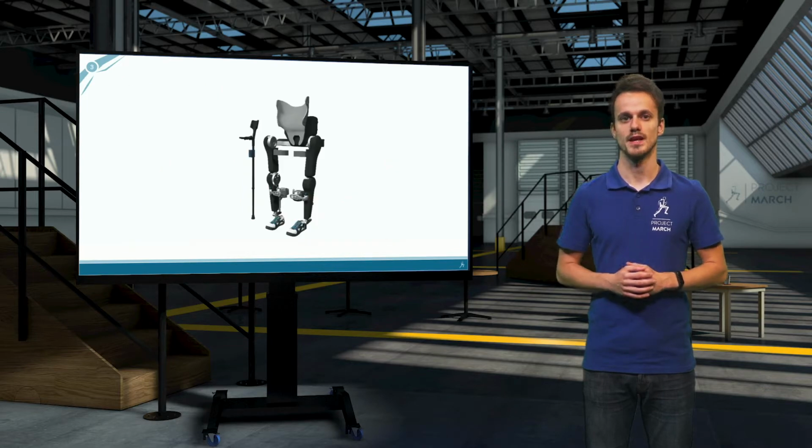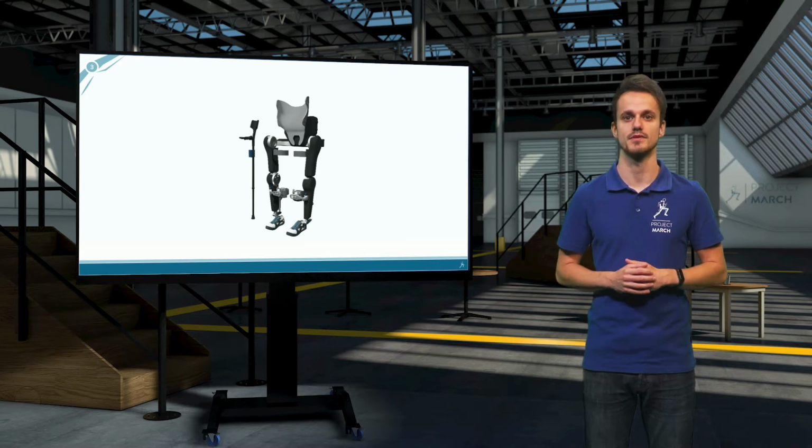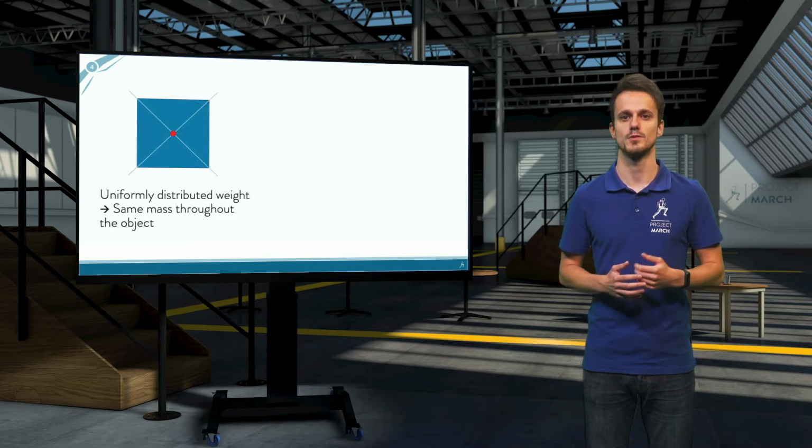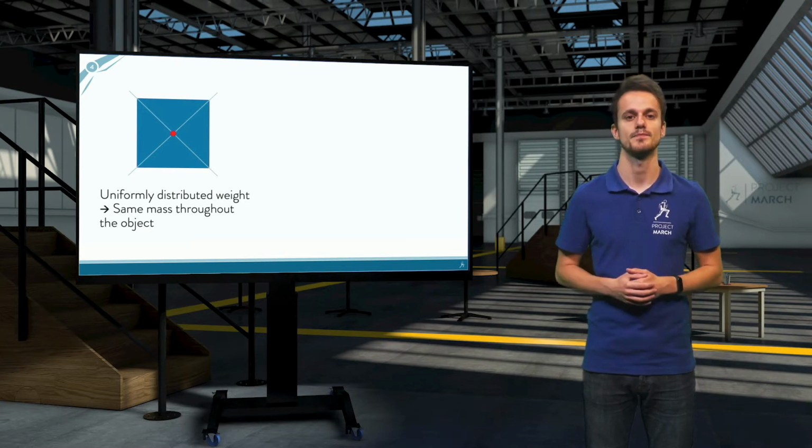For example, an exoskeleton is way more complex than a square. It has a more complicated shape, consisting of many different parts with all different types of shapes and sizes. Additionally, the weight in these parts is not uniformly distributed. Let's look at what that means. With a square, you can assume that the weight is uniformly distributed throughout the object. Each part of the square should have the same density and thus the same mass.